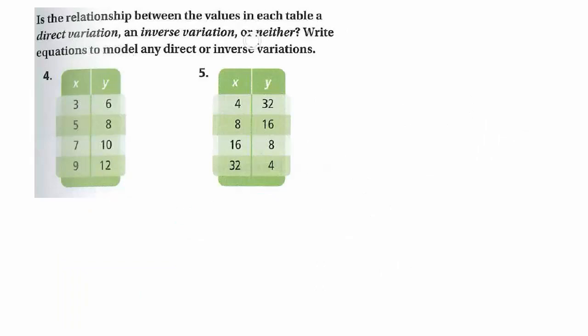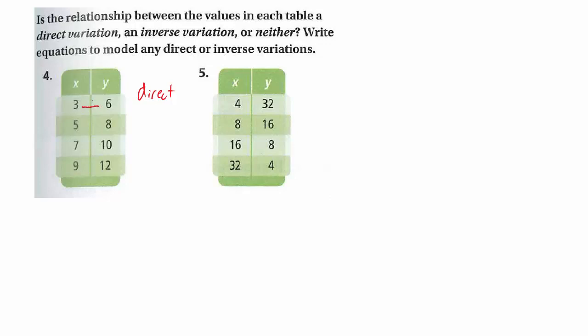For the next ones, we're trying to see if these are inverse or direct variations, and they're possibly neither. And if we can write them, we want to write the model. So the first thing to check is, okay, the x column goes up, the y column goes up. So the first thing I'm thinking is this is probably direct, or at least it's a candidate for direct.